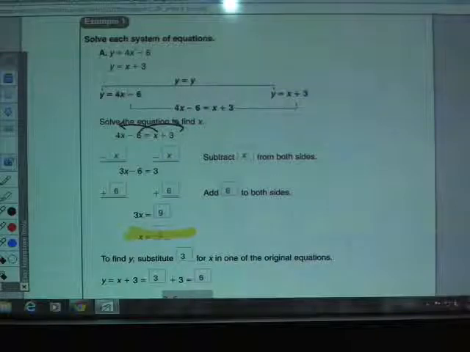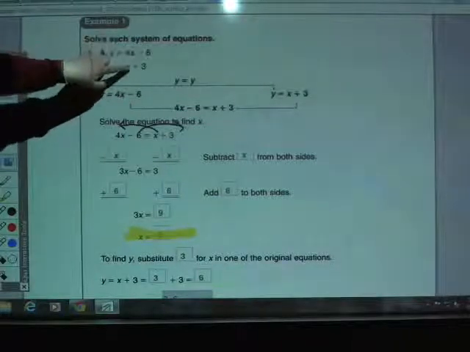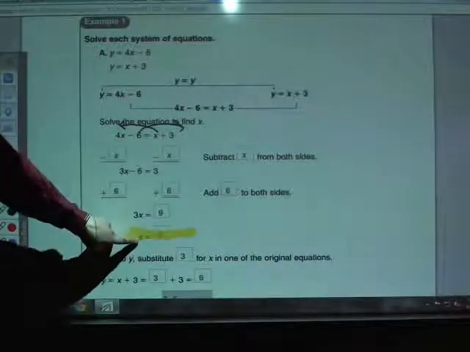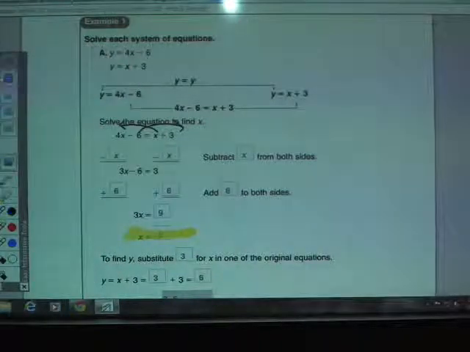Now what you want to do is come back up here and find y. And in case you've forgotten, the way you do that is you're going to change x in one of these equations into 3. Why 3? Because you just told me that x is 3. You change x into 3 and solve and find the resulting y. In either case, the resulting y will be exactly the same.